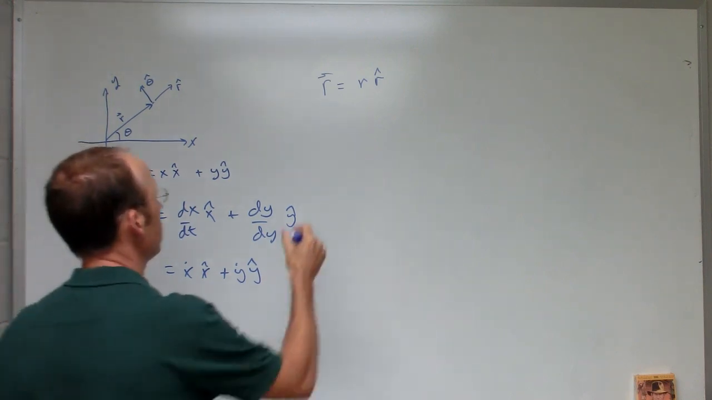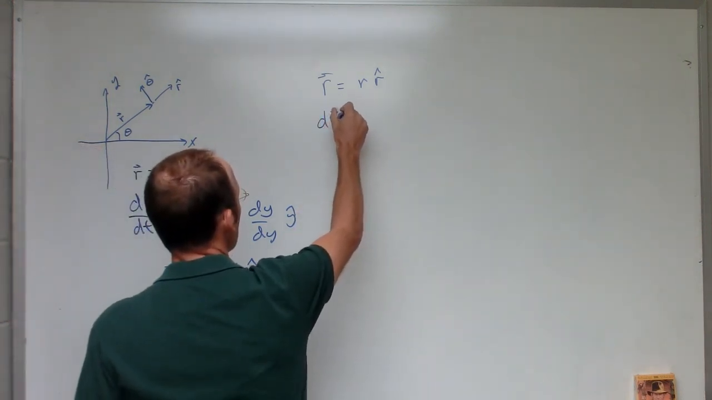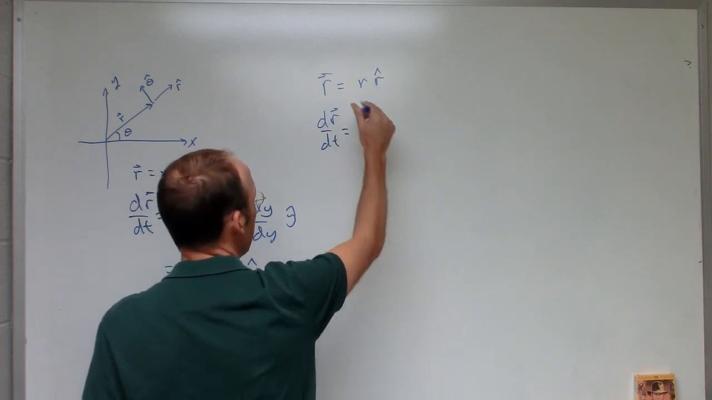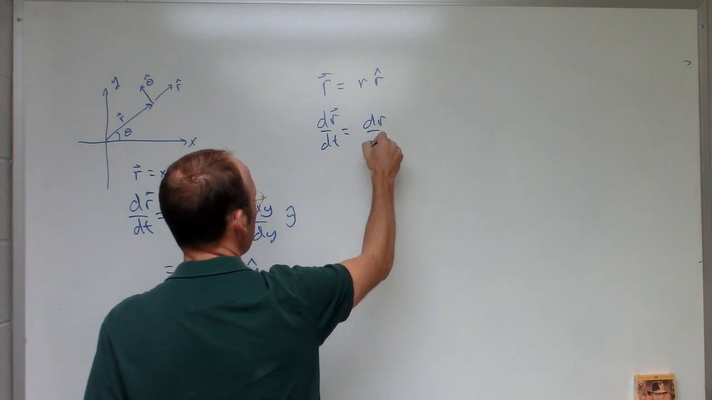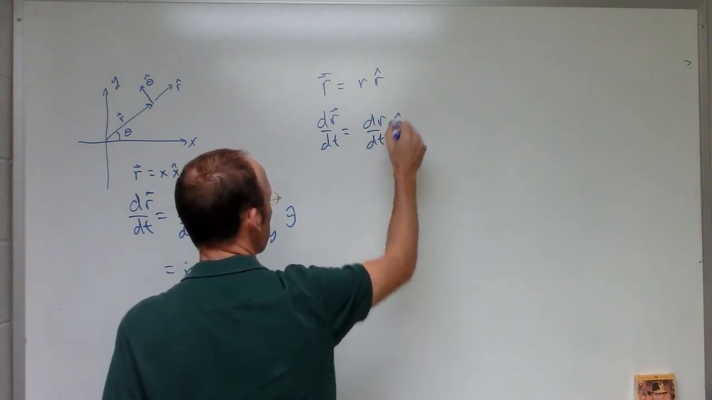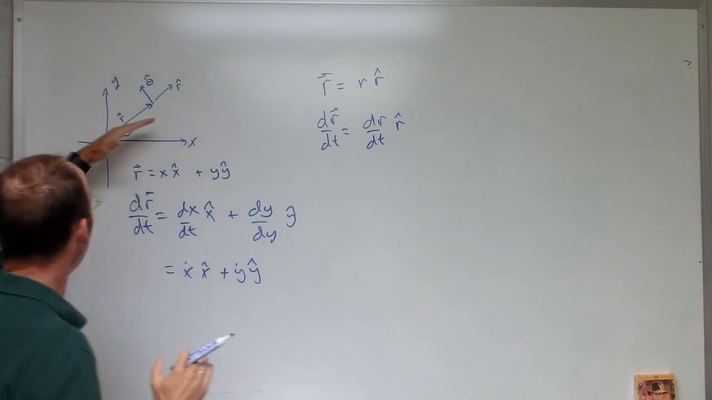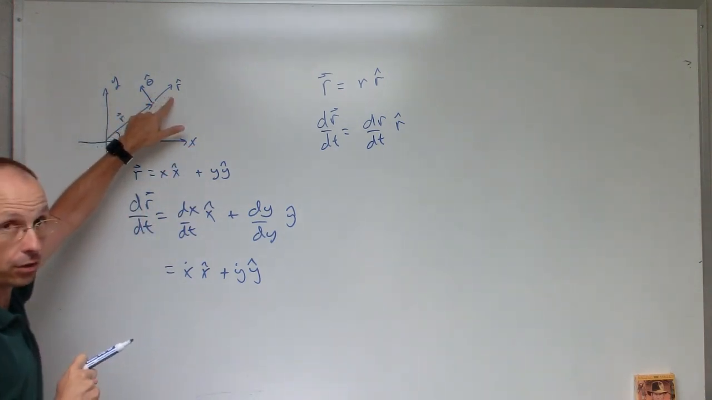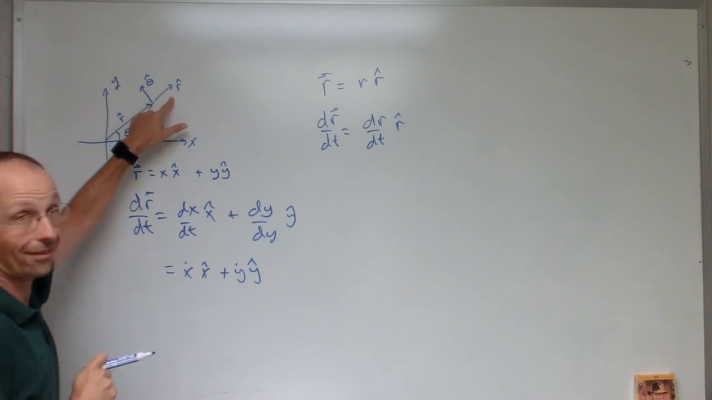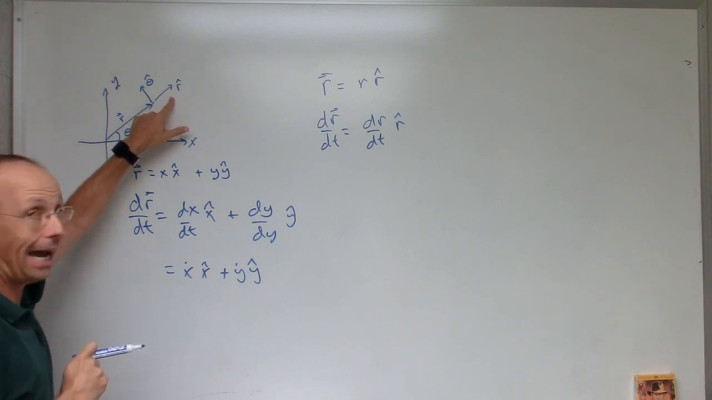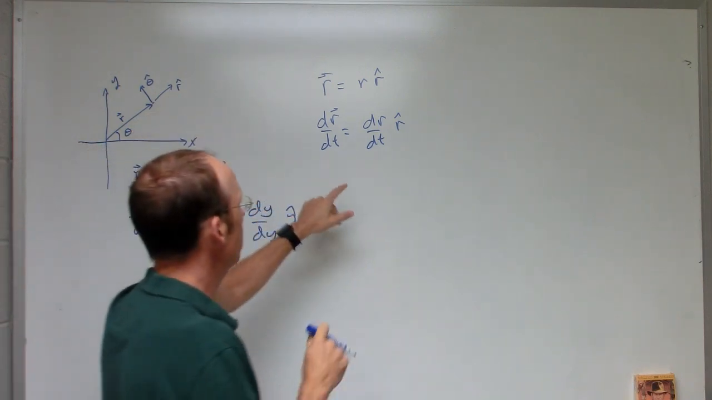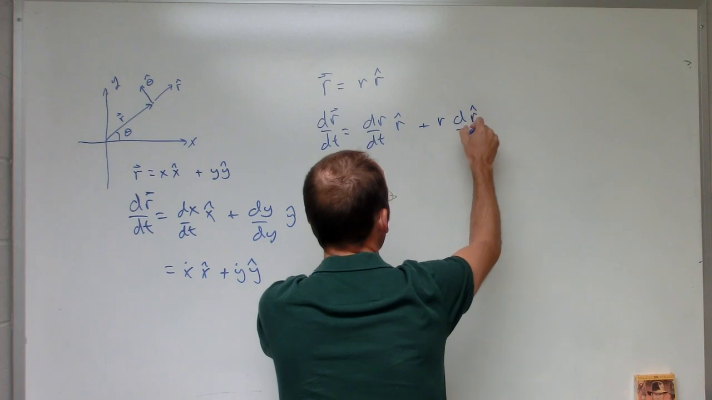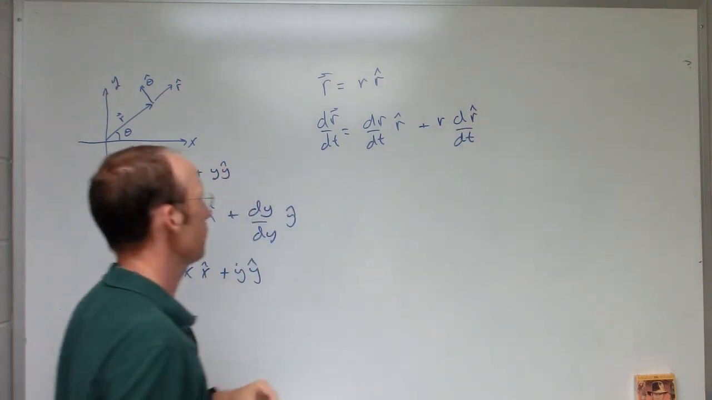It seems like it should be easy to take the derivative, so I will do that. The derivative of r with respect to t. Okay, now I'm going to do the same thing. It's going to be dr/dt r hat. But now, as my point moves, r hat is not in the same direction. So r hat is not constant. So I need to also add in plus r d(r hat)/dt.